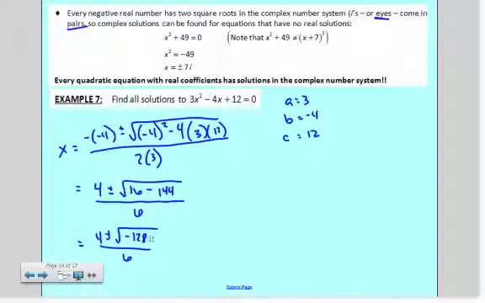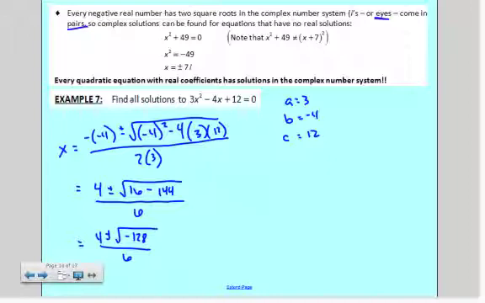Notice, do you see why i's come in pairs? I's happen when we have a negative under an even index. And where does that come from? That comes from the plus or minus of your quadratic formula. That is why they always come in pairs. You will never just have one i as a solution.